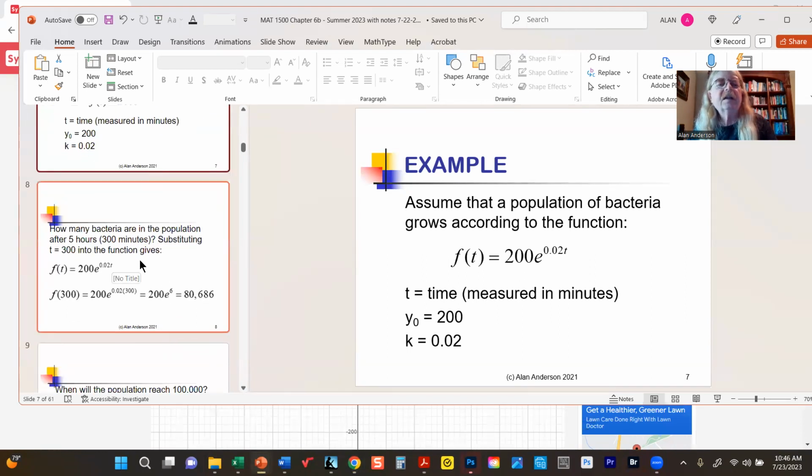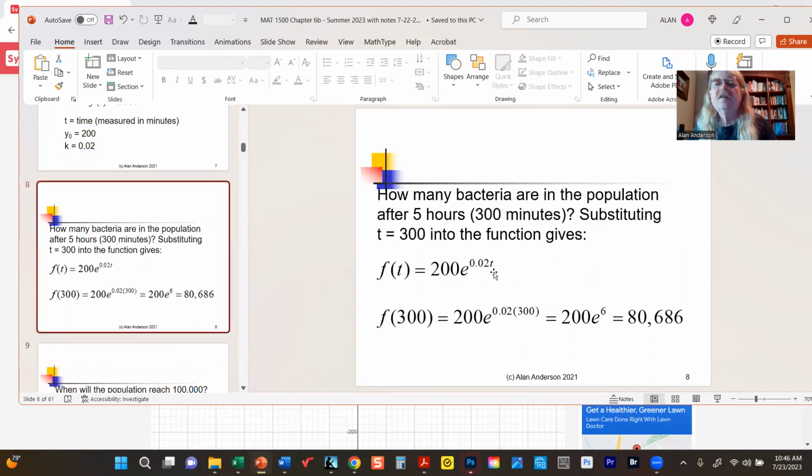So we could easily find out, for example, if I wanted to know how much bacteria there'll be after 5 hours, 300 minutes, well, you just literally plug in 300 for t, and you end up with 80,686.